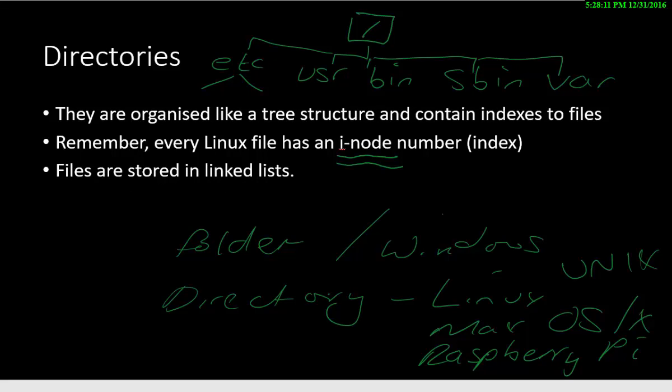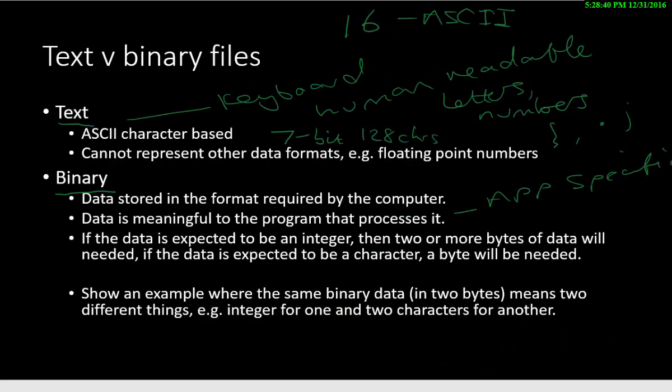Then I mentioned directories, saying they're a tree-like structure. It's showing you an example of how they are laid out. We use the term folder in Windows, but directory in every other system. Files are stored in linked lists, but the Linux file system has an inode number, which is referred to in the directory. So it has like an index number, which the directory will keep a copy of, and then that will point to the start of the file, the linked list that holds it.